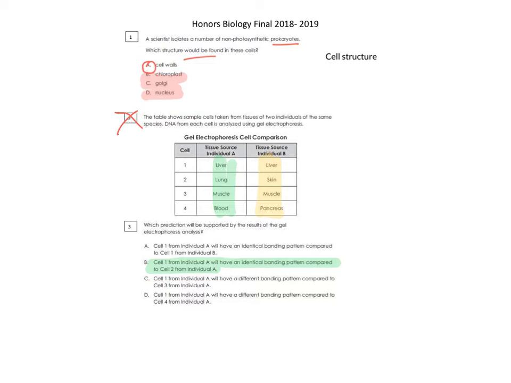Now, your job is to explain why that is. For any other choice, you have to explain why it is the wrong answer. Now remember, when we're looking at banding patterns, they're telling you the DNA is what you're comparing. All right, let's move on to the next question.